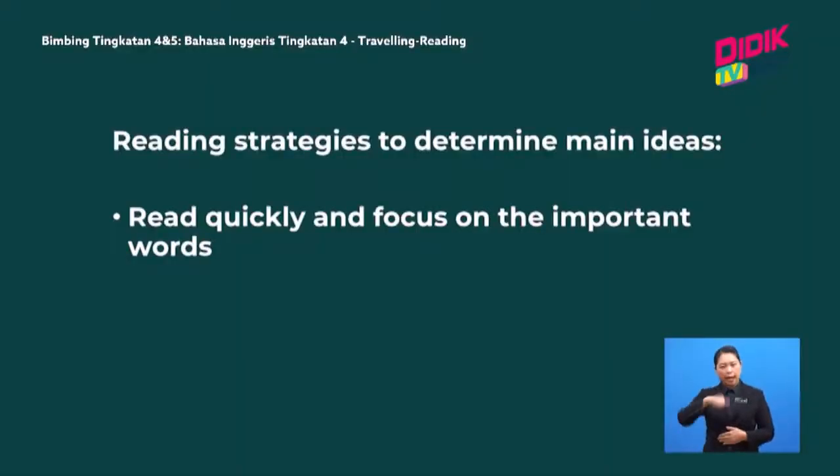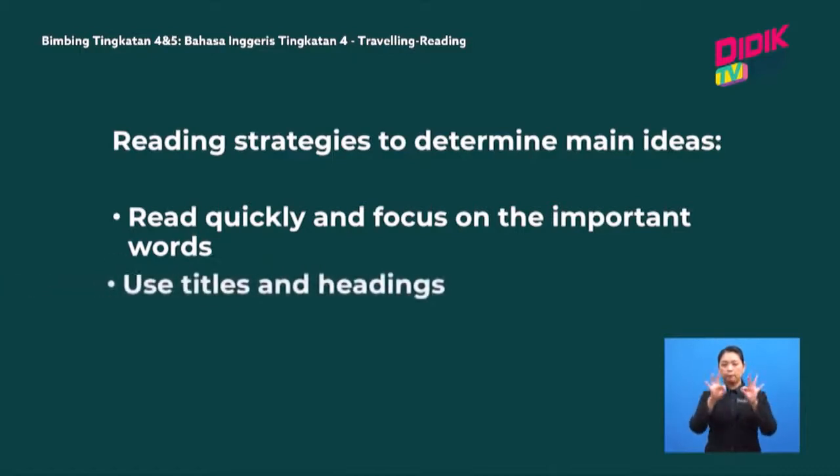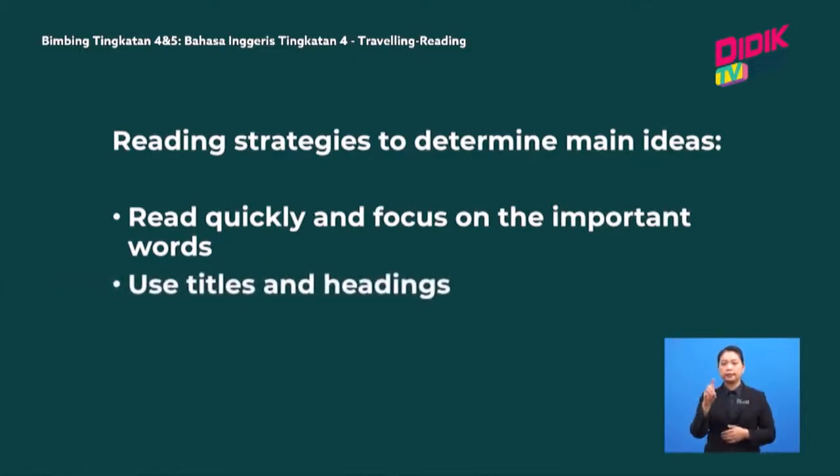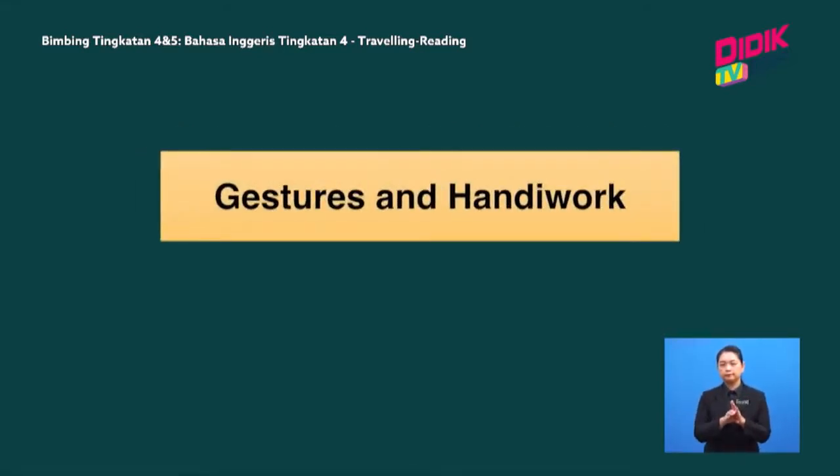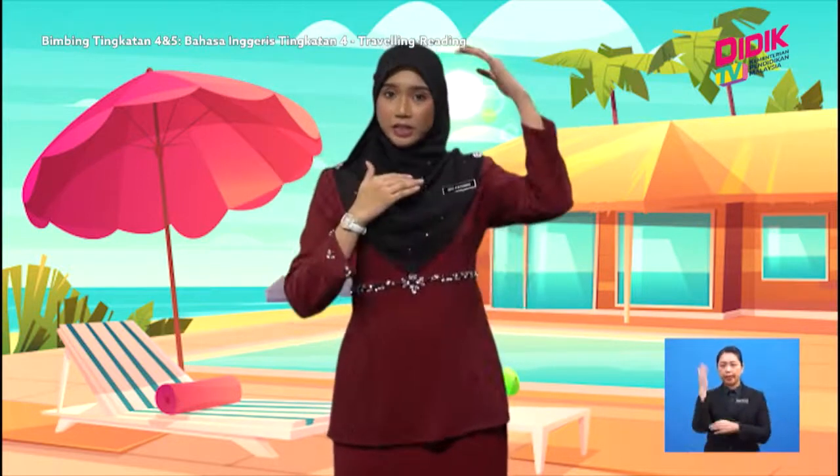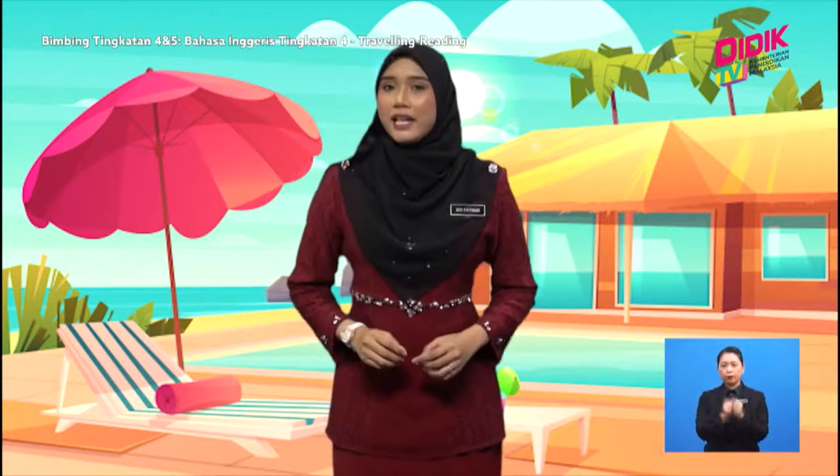Other than identifying the important words in a text, title and headings can also help us determine the main ideas. For example, in the next paragraph, the heading is Gestures and Handiwork. What is gesture? Gesture is a movement of part of the body, especially a hand or the head, to express an idea or meaning. Meanwhile, handiwork means the work done skillfully with the hands. So with that, we can assume the main idea of this paragraph.